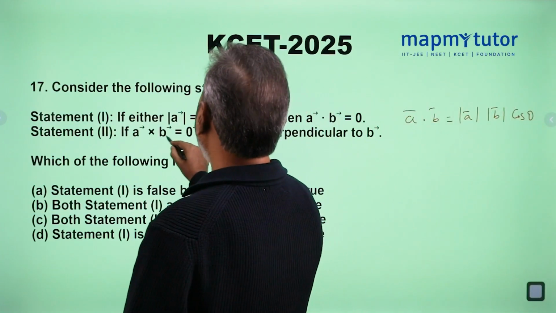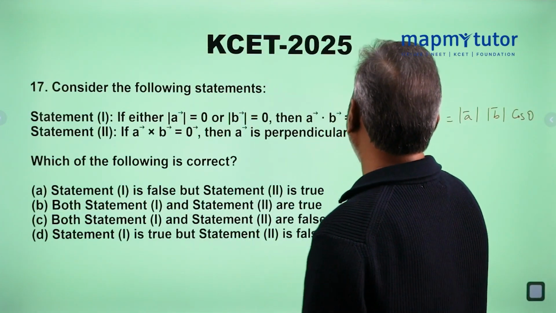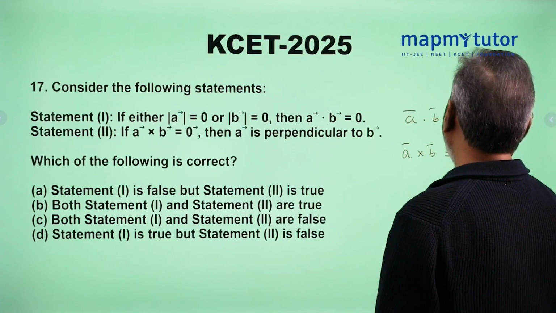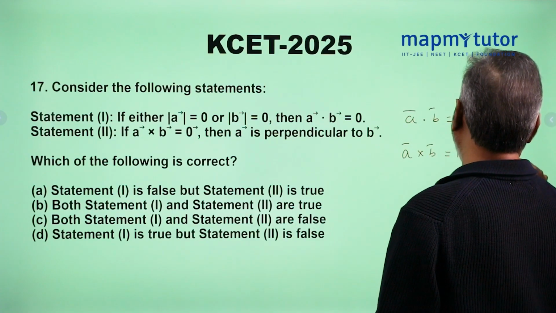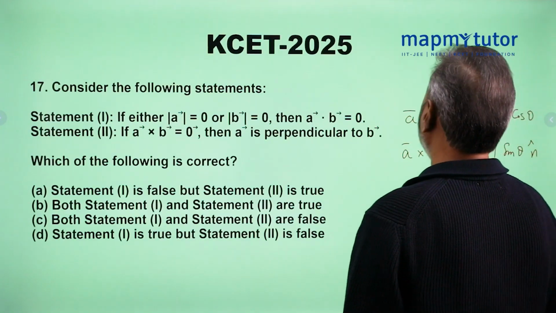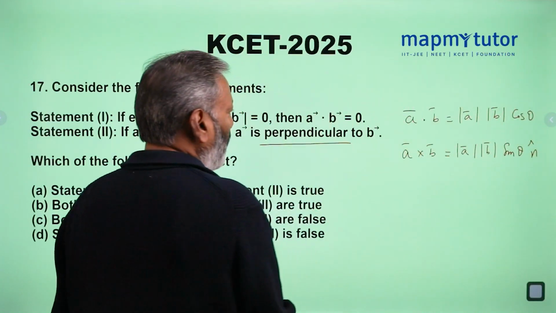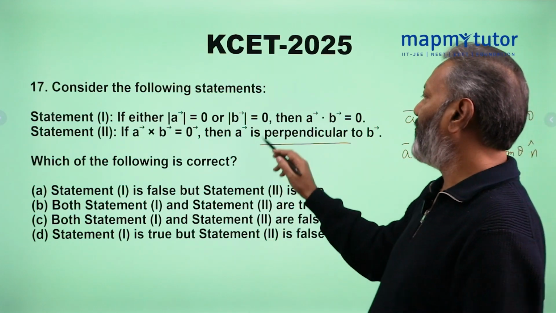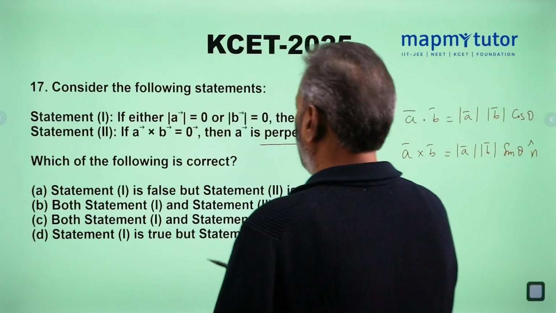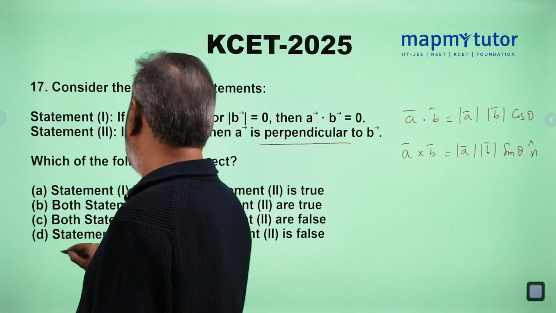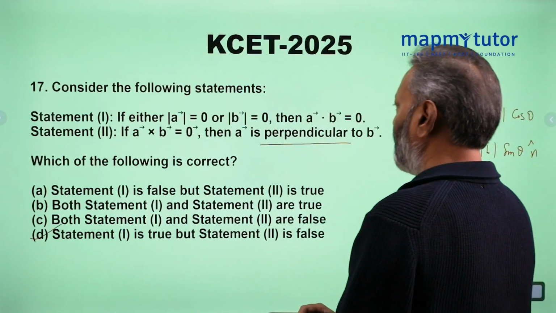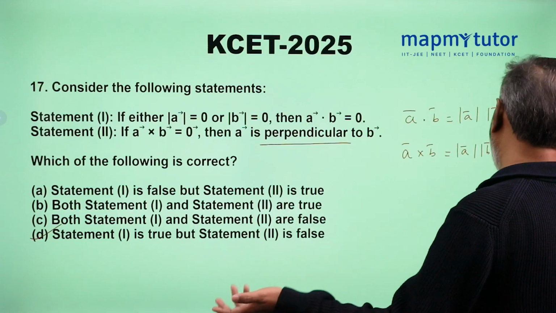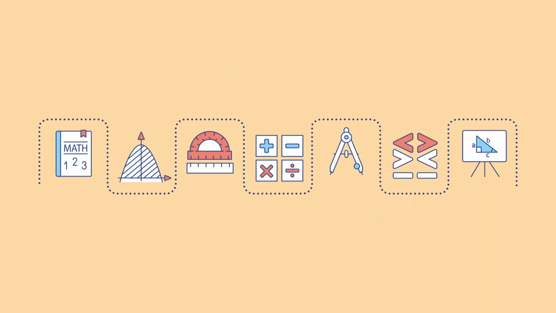Statement 2: A cross B is 0 bar, then A bar is perpendicular to B bar. Let us see the definition of A cross B. Mod A bar, mod B bar, sin theta, n cap. They are saying perpendicular. No. If they are perpendicular, the dot product is 0. How can the cross product be 0 bar? So, this is false. Statement 1 is true, statement 2 is false. So, option D is the right answer. Easy, direct formula based, or statement based, let us say.